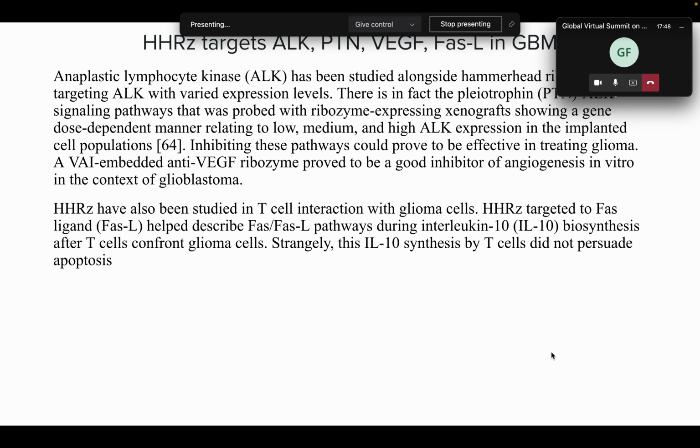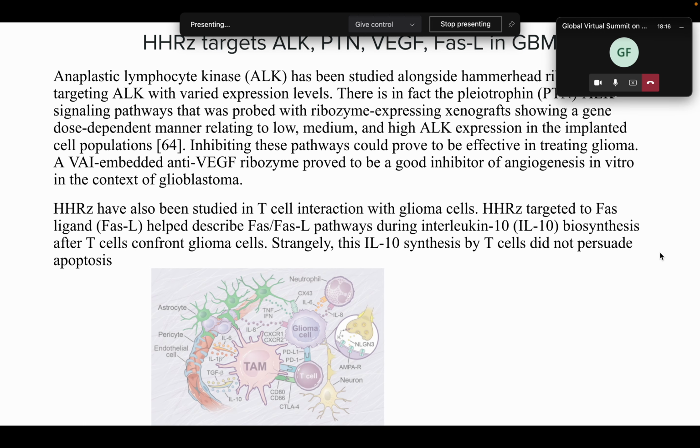So these hammerhead ribozymes have been studied in T-cell interaction with gliomas. HHRZs are targeted to the FAS ligand, or FAS-L, to help describe the FAS and FAS-L pathways during interleukin 10, or IL-10, biosynthesis after the T cells confront glioma cells. So interestingly, this IL-10 synthesis by T cells did not pursue apoptosis.